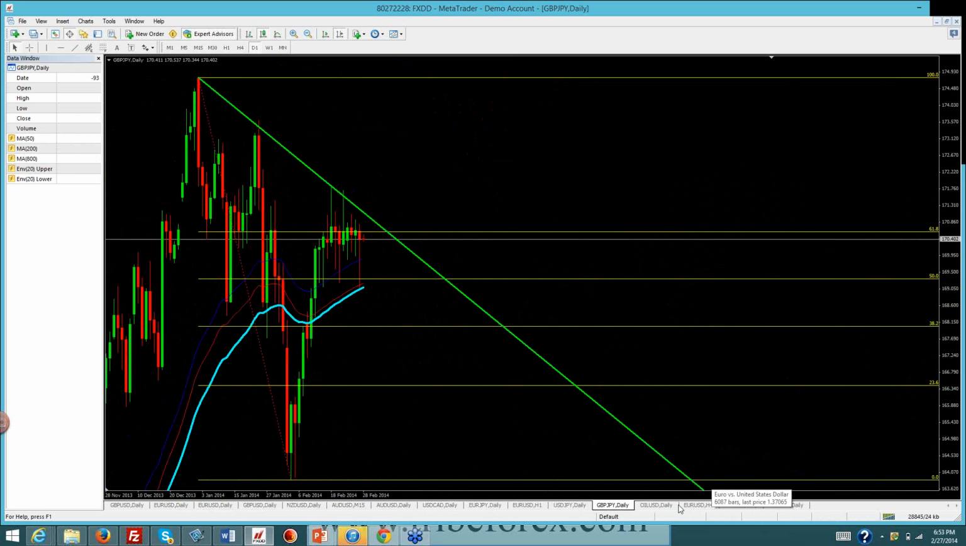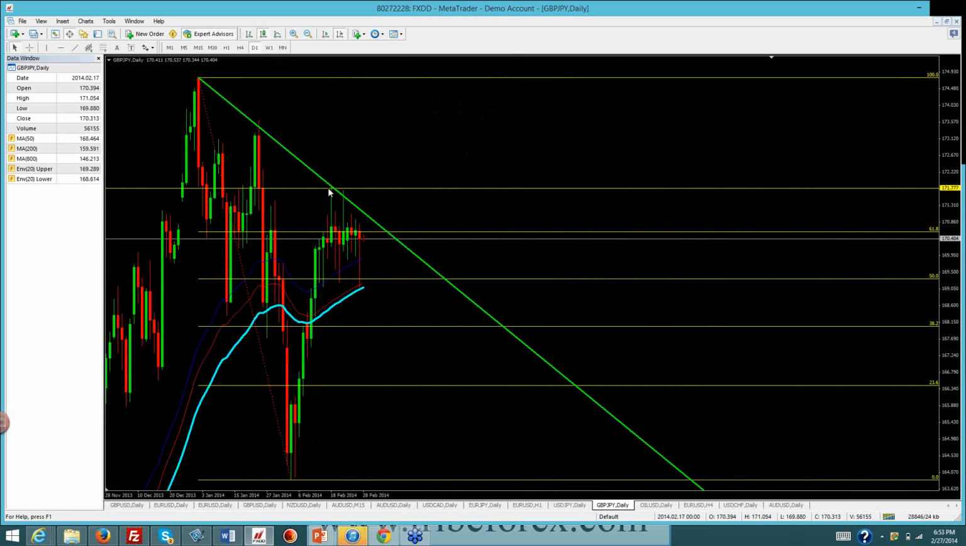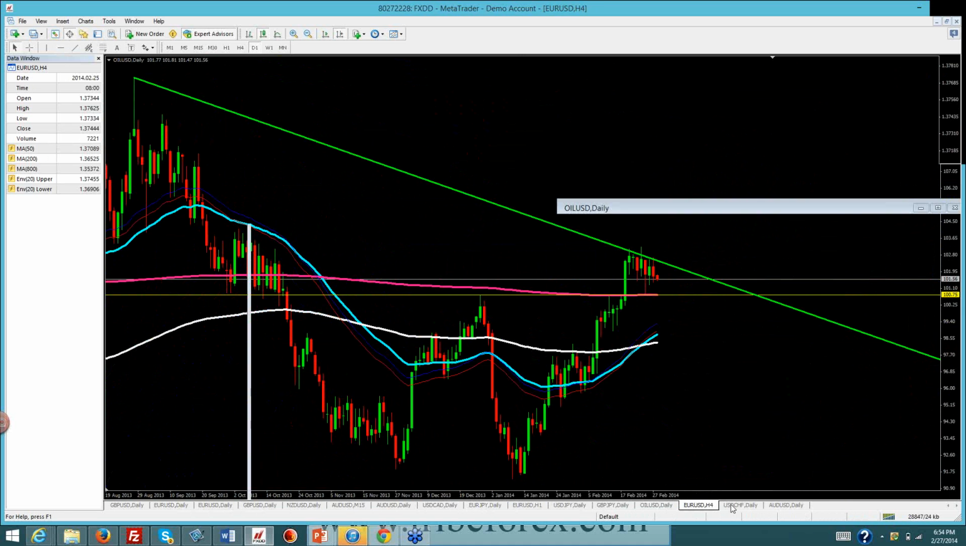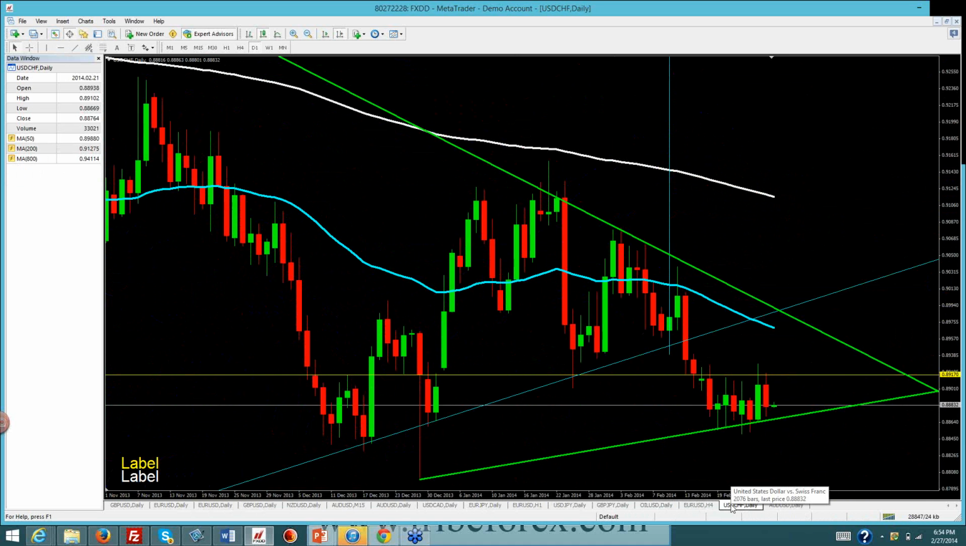So that's interesting. I think that we're playing a range here on the pound yen, and I think that price can go up, test these upper areas, and come back down. So let's actually place an area of support and resistance at 171.75. Okay, oil, same thing. We're playing the range. Look for a sell there, and dollar Swiss, we're going to be looking for a buy.